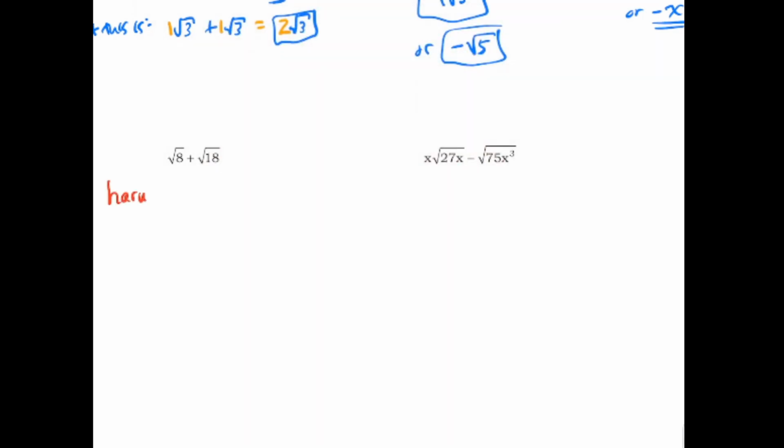First you say harumph. I said harumph because this is going to be more work. Harumph, right? That's what you say when it's going to be more work. We need to simplify these first. So remember from the past lesson, that's what the whole last lesson was about, just simplifying radicals.